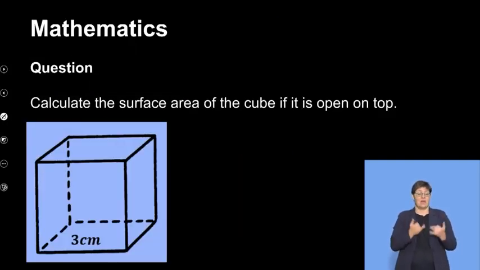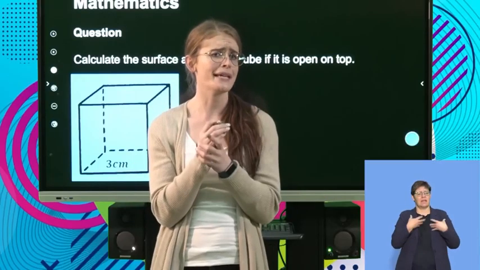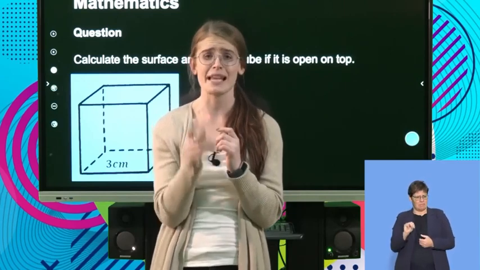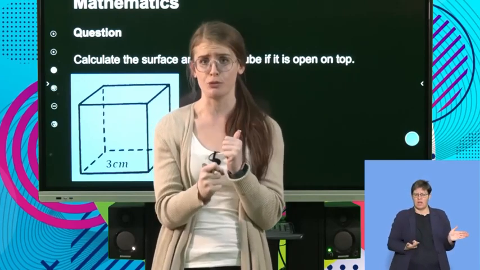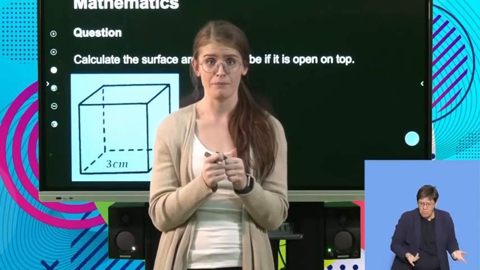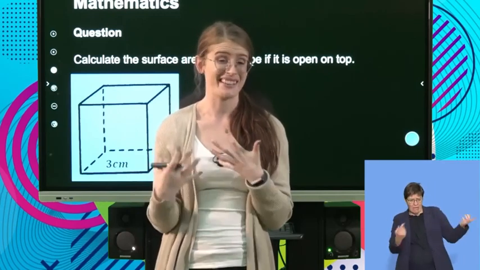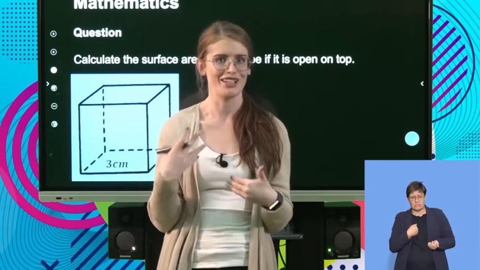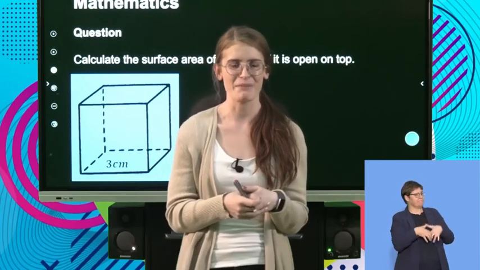So we are now going to be calculating the area of the cube if it is open on top. I'm going to stop and pause us there right now. If I've only been given 3 centimeters as one label on my cube, is that going to be a problem? Does that mean I don't actually know what the other dimensions are? I'm going to ask you to sit and think about that for a minute.